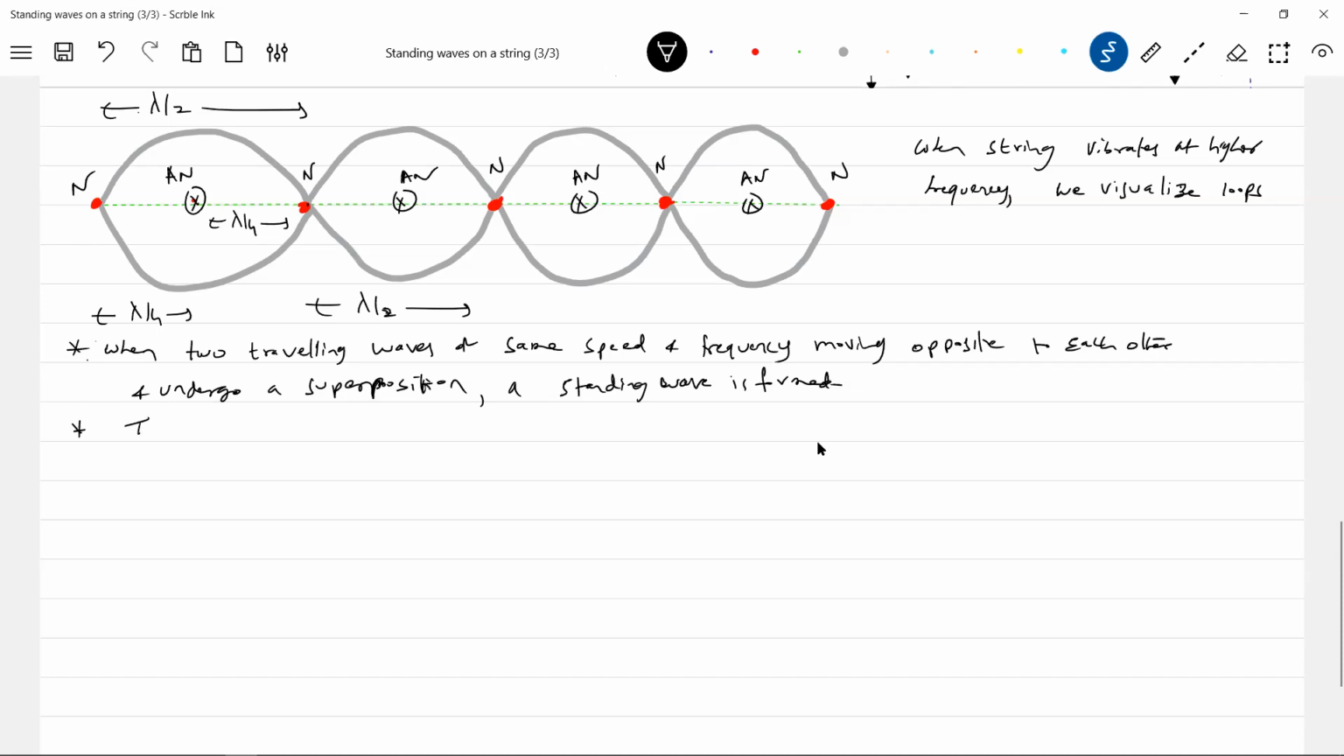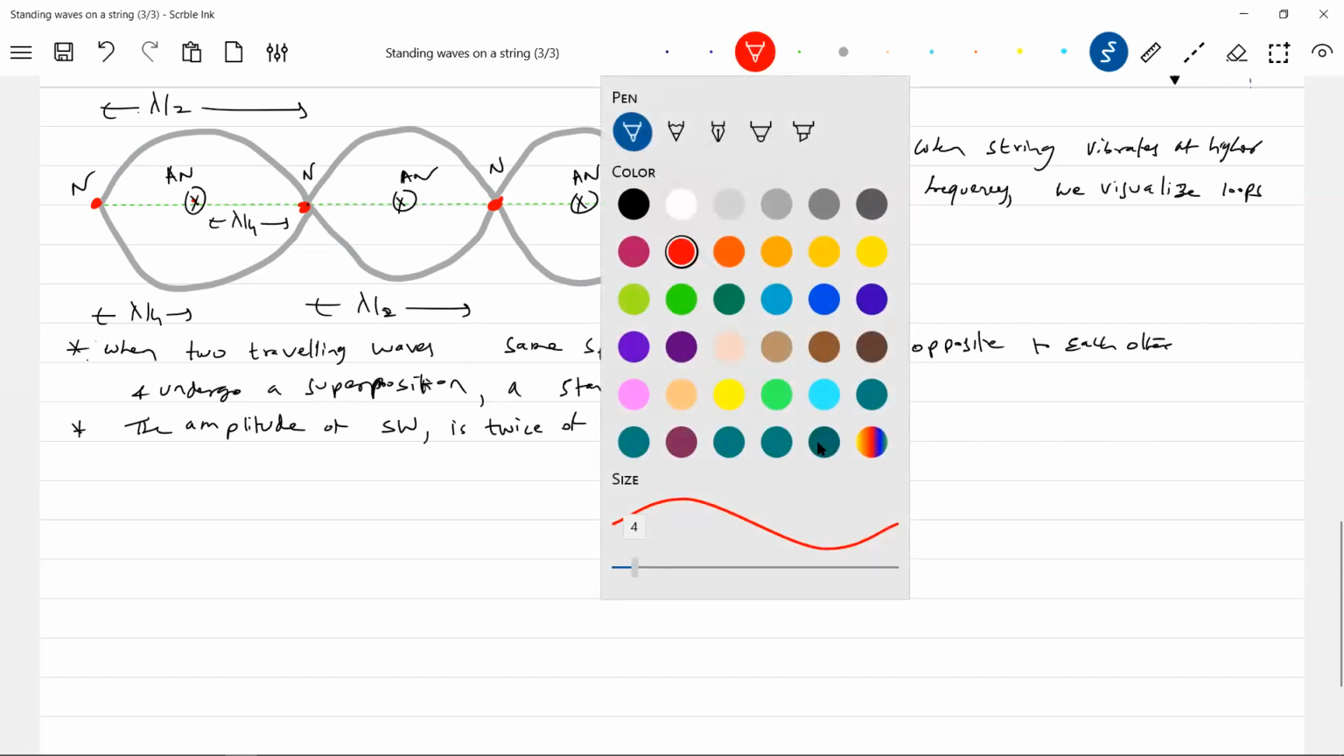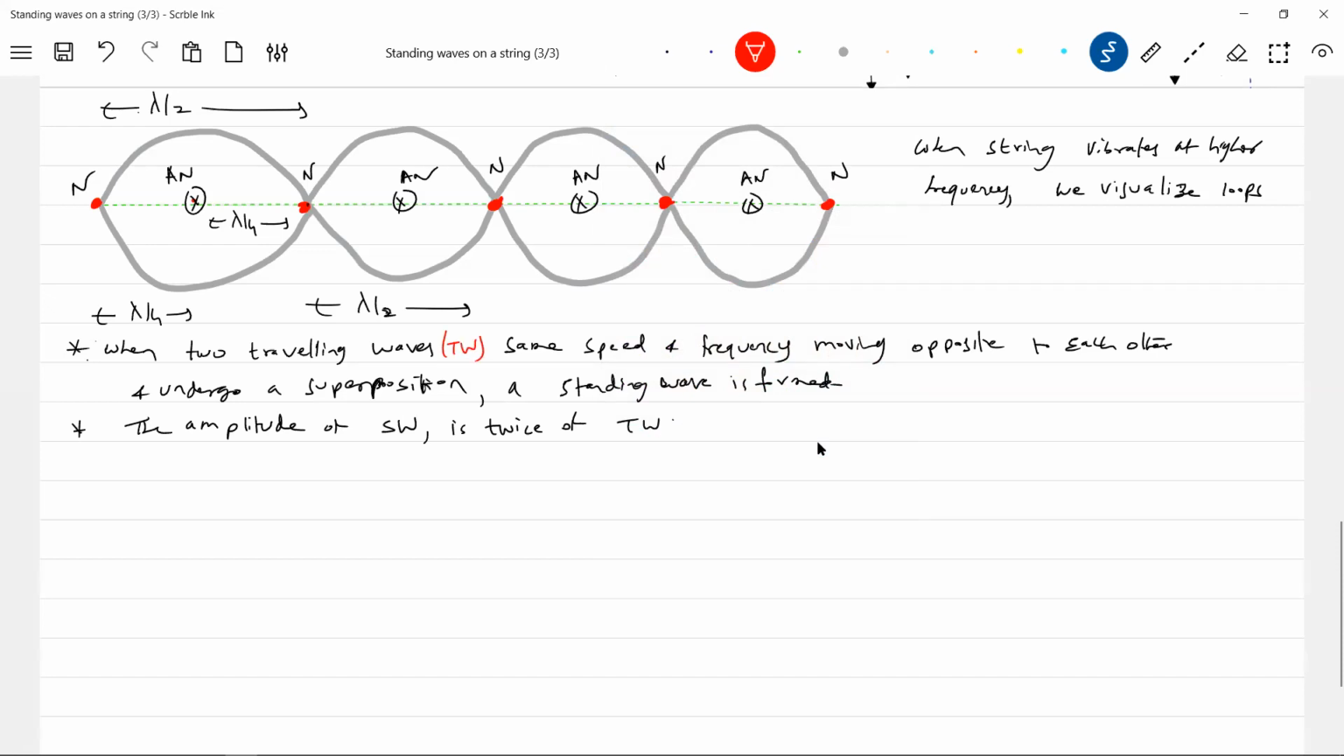Then the amplitude of standing wave, I'll write in short SW, because every time writing standing wave is tedious. The amplitude of the standing wave is twice that of the traveling wave, of same speed. So what is the amplitude of a standing wave? It will be twice that of the traveling wave.